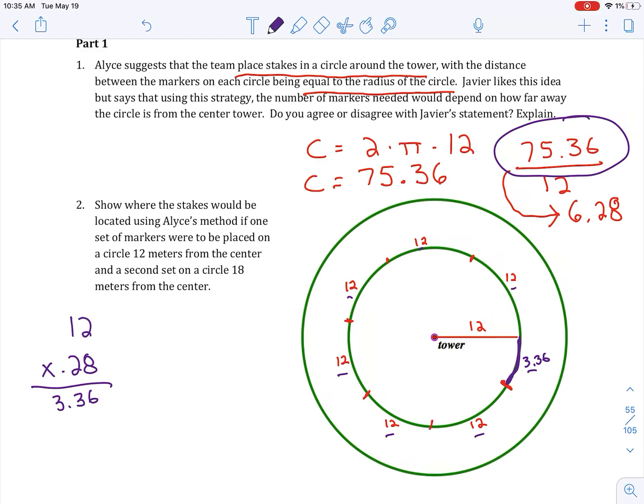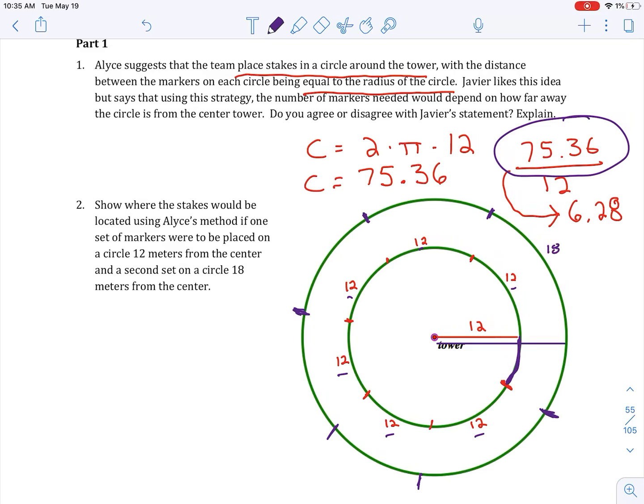So now let's think about it if it was 18, okay? So I'm going to add in my drawing for the 18. So here's my radius here, if that was 18. So if that's 18, it would kind of look the same, right? There would be here, here. So what we're getting at here is it doesn't matter the size of the radius. It's always going to be 6.28 around.